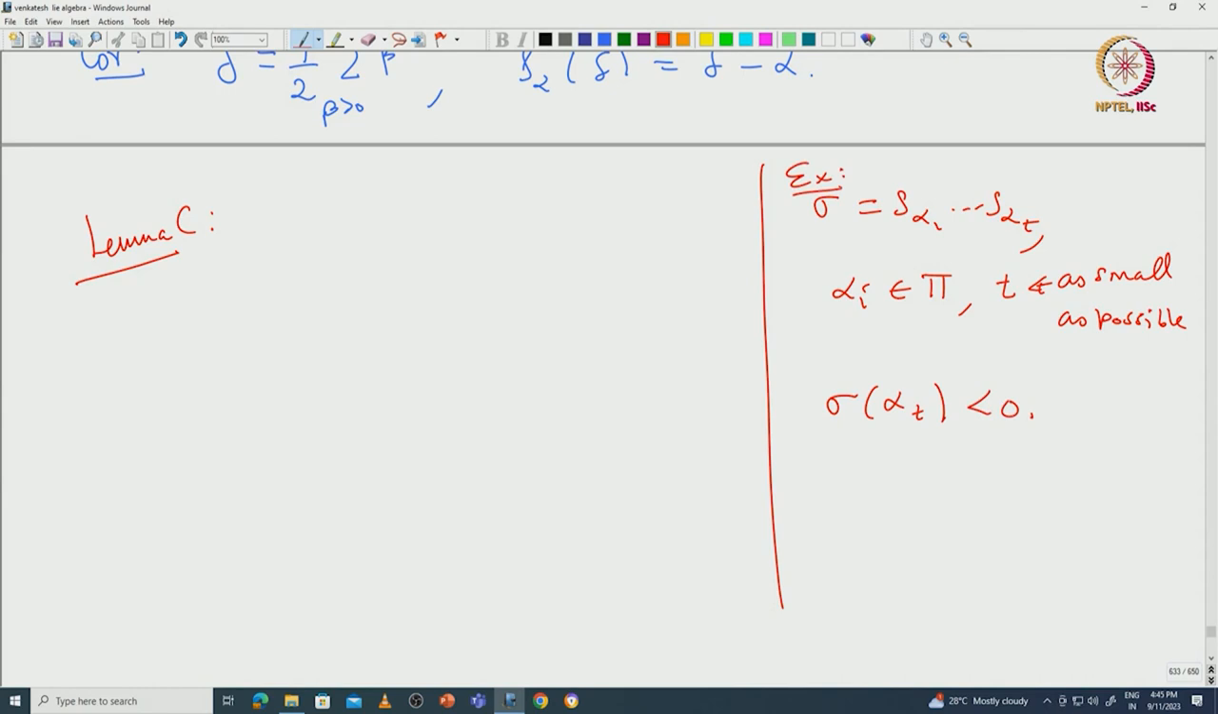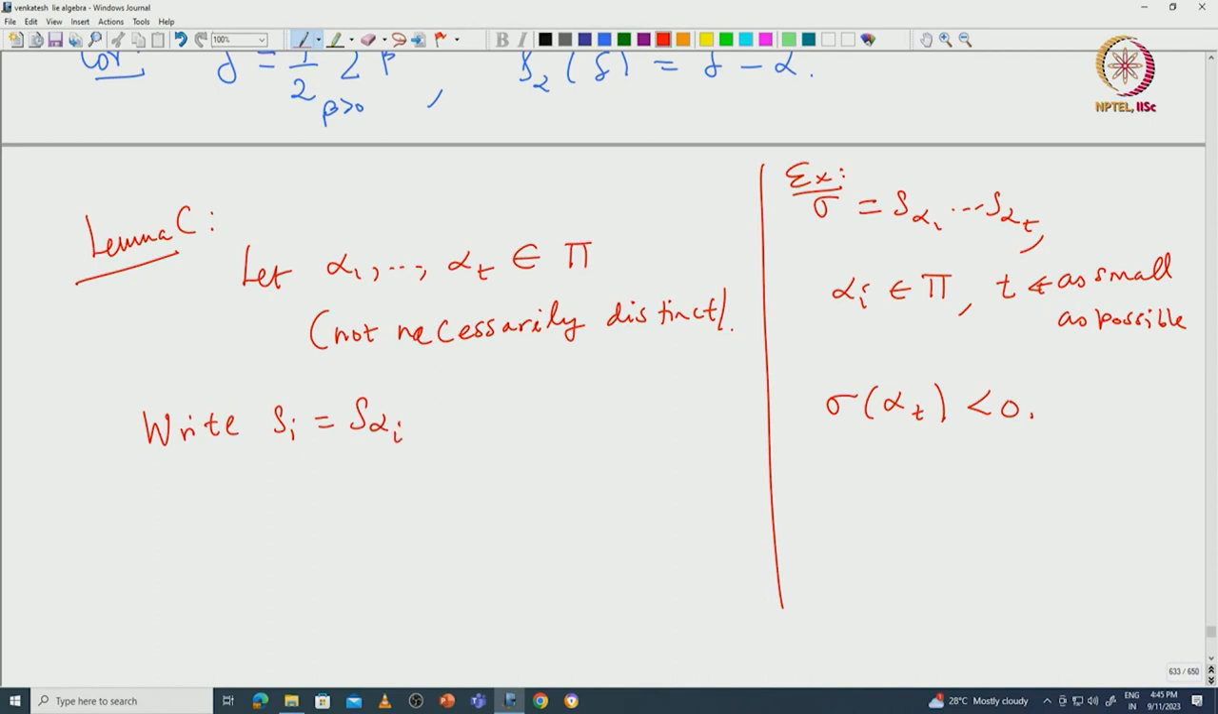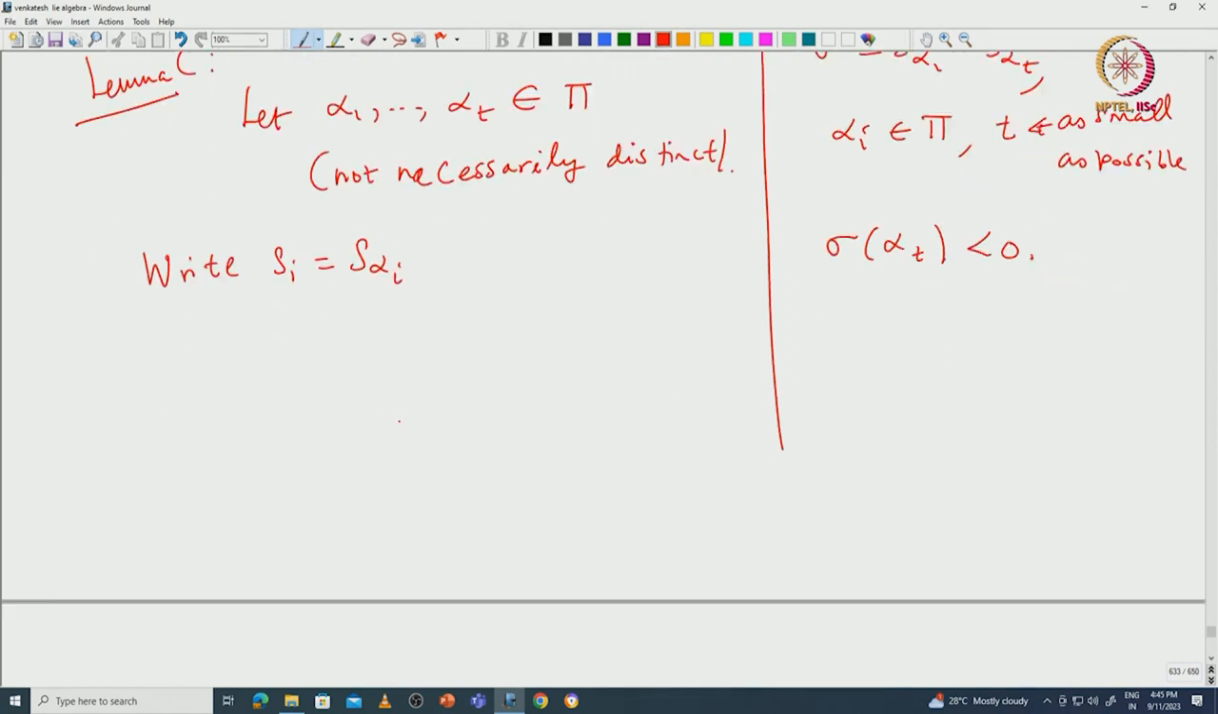To prove that, we need some important observation, so let's make that observation. You take alpha 1 through alpha t, which come from pi, and you assume that these are not necessarily distinct. You write S i to be S alpha i.